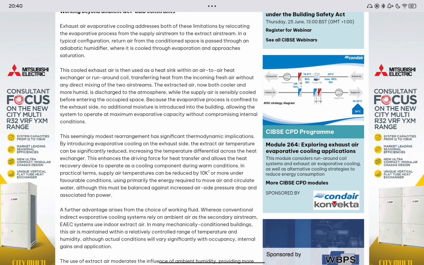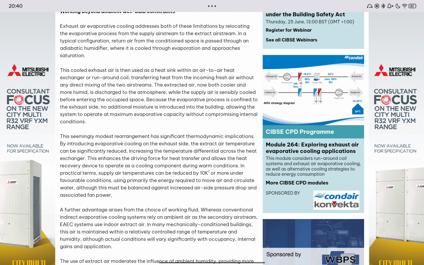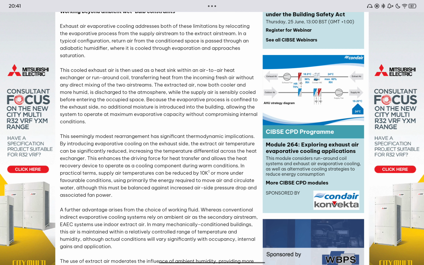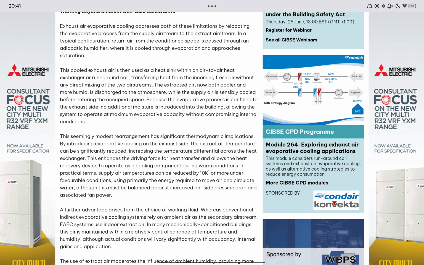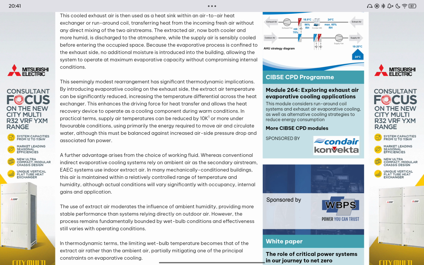The extracted air, now both cooler and more humid, is discharged to the atmosphere, while the supply air is sensibly cooled before entering the occupied space. Because the evaporation process is confined to the exhaust side, no additional moisture is introduced into the building, allowing the system to operate at maximum evaporative capacity without compromising internal conditions. This seemingly modest rearrangement has significant thermodynamic implications.